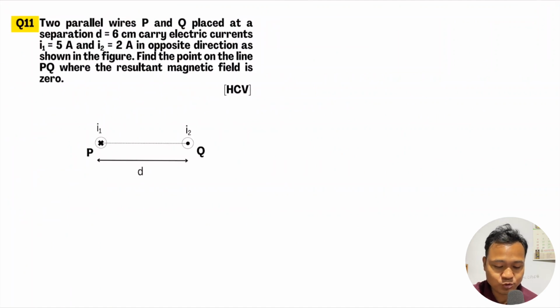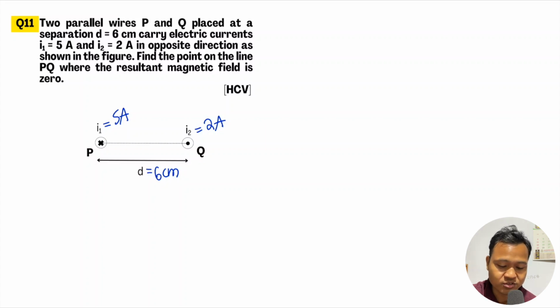Okay, another one. Two parallel wires P and Q placed at a separation of 6 centimeter, carrying electric currents I1 equal to 5 ampere and I2 equal to 2 ampere, in opposite direction as shown in the figure. Find the point on the line PQ where the resultant magnetic field is 0.